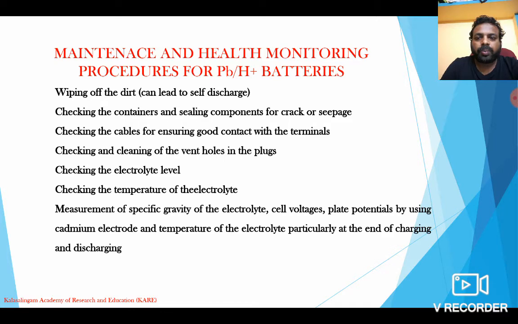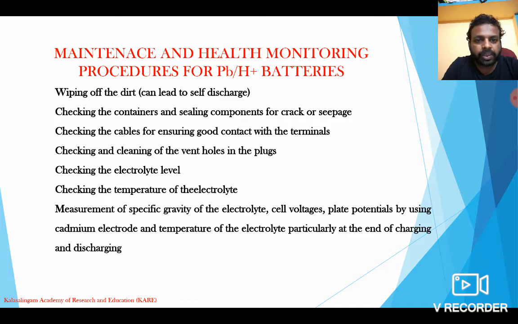And these are some maintenance procedures to increase the engine efficiency, as well as to increase the battery efficiency and the battery life. Wipe off the dirt, which you can do for a particular time duration. You have to clean the electrodes, and then check the containers and the sealing components for cracks as well as seepage, check the cables to ensure good contact between the terminals, and check and clean the vent holes in the plugs.